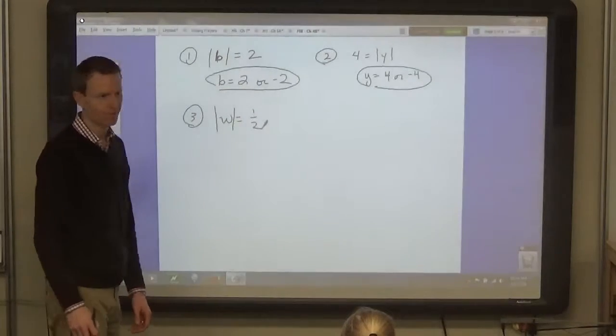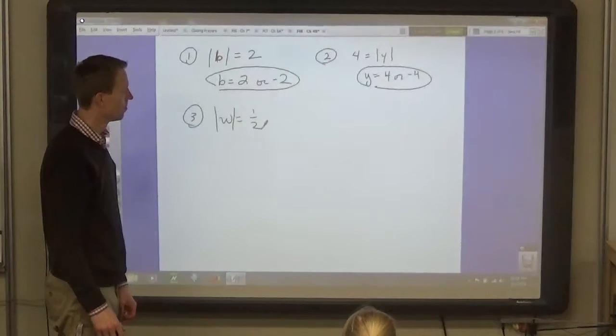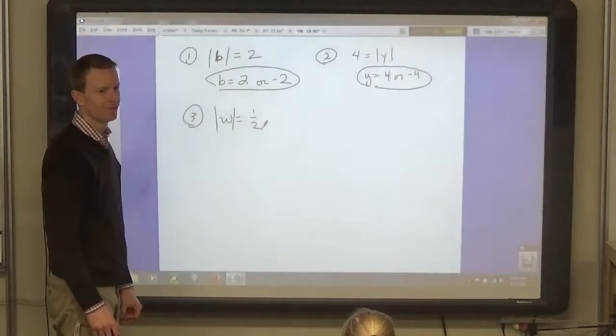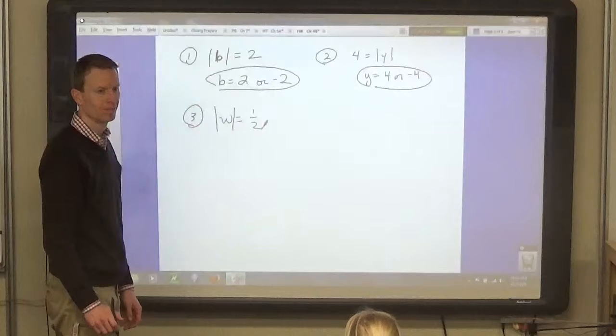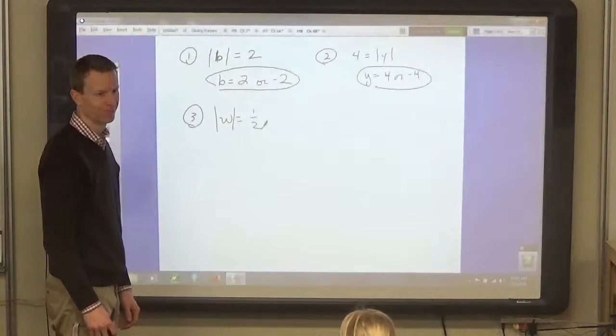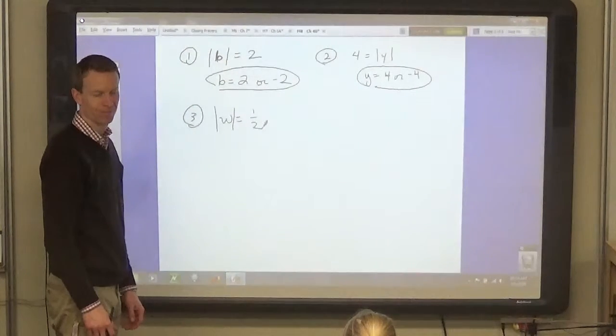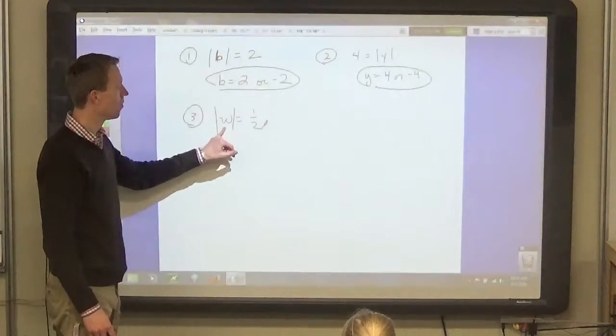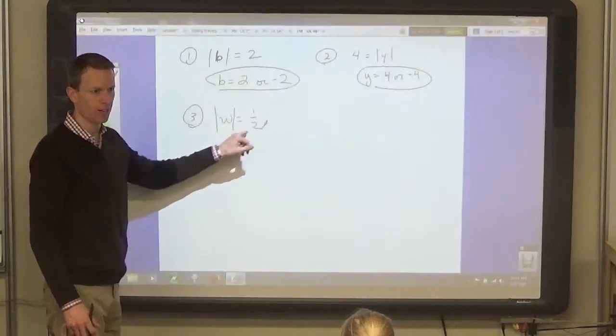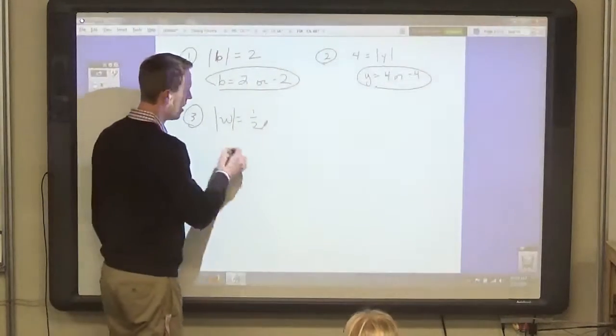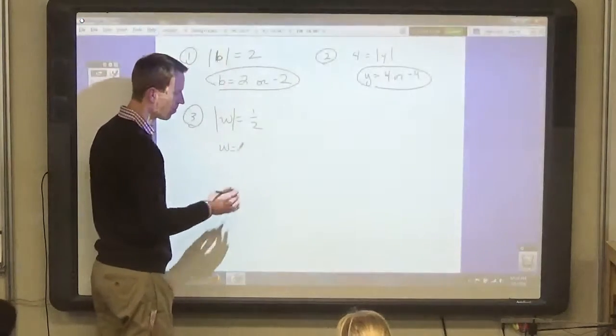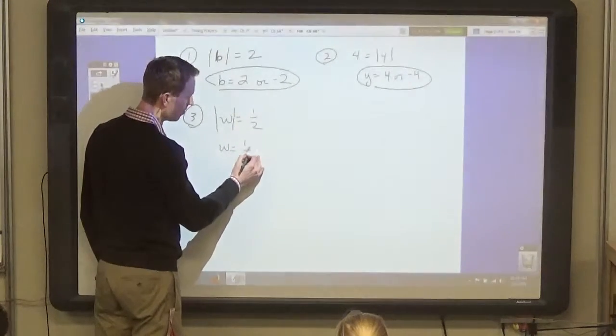Wait, could you do that though? W equals the value of 1/2. So would that just be a 1/2 number? Right. Yep. But what if the absolute value of W is 1/2? Then W is 1/2 or negative 1/2. It's all the same.